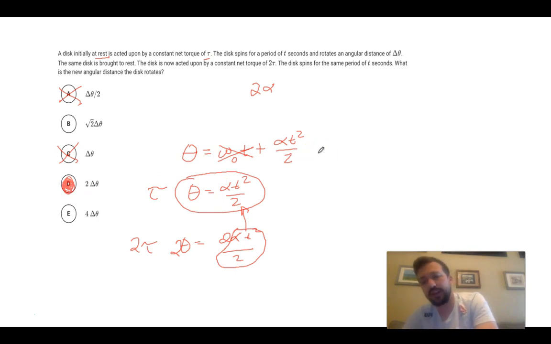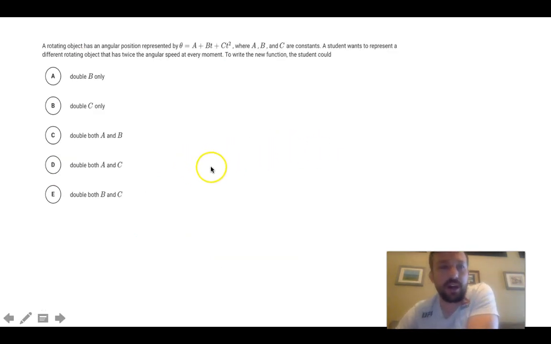Okay, next one. An object is rotating, and this is angular position, and those are the constants. A student wants to represent a different rotating object that has twice the angular speed at every moment. To write a new function, the student should... Okay, so we're going to have a new function. It's not going to be this function, but this function should represent something that has twice the angular speed. And it's asking what would you do to the variables to make it represent that.